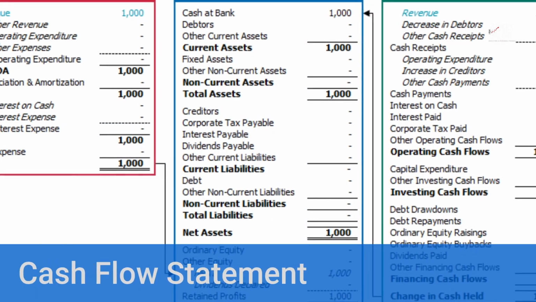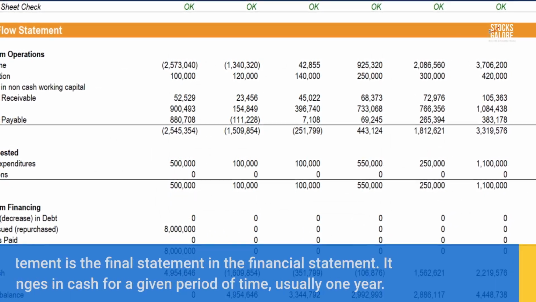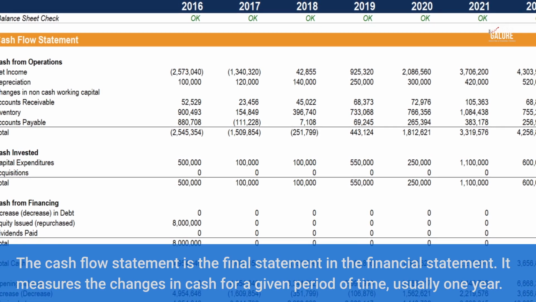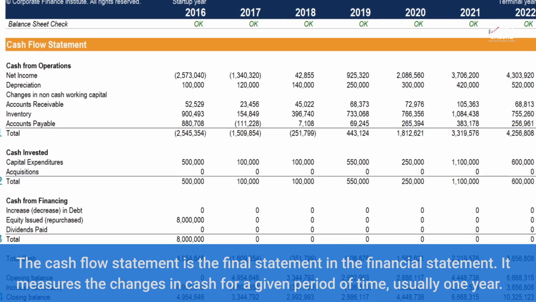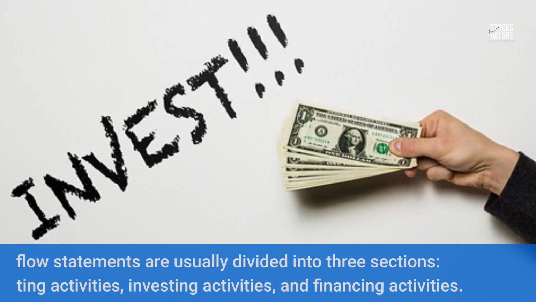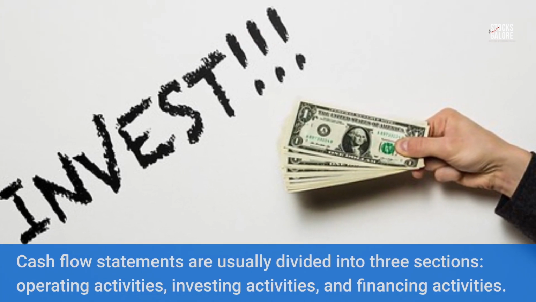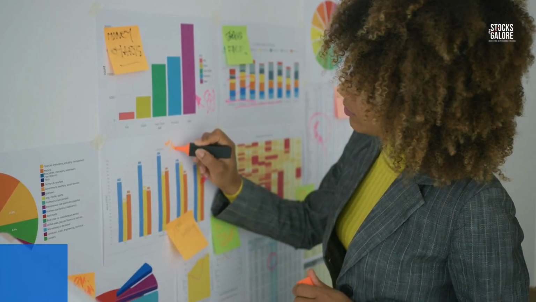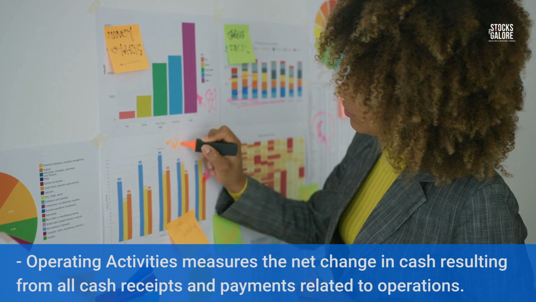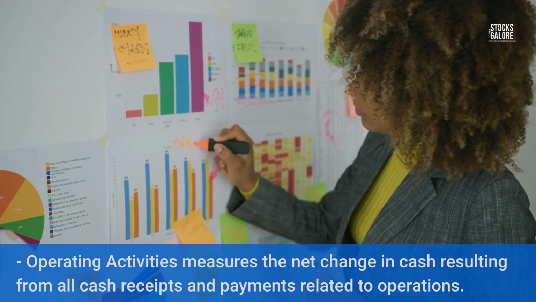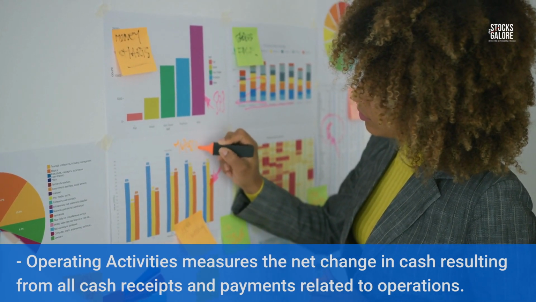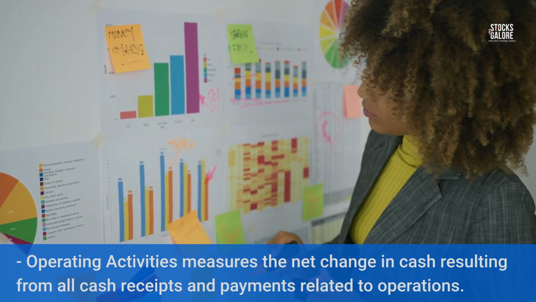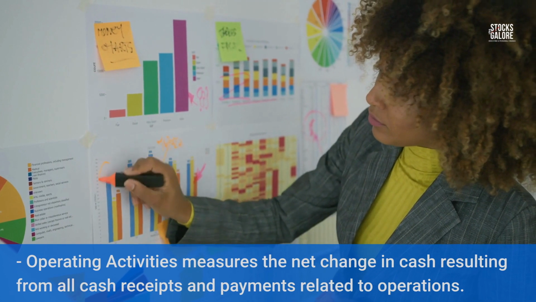The cash flow statement. The cash flow statement is the final statement in the financial statement. It measures the changes in cash for a given period of time, usually 1 year. Cash flow statements are usually divided into three sections: operating activities, investing activities, and financing activities. Operating activities measures the net change in cash resulting from all cash receipts and payments related to operations. This includes revenue minus expenses, plus or minus any changes in account balances that occurred during an accounting period.